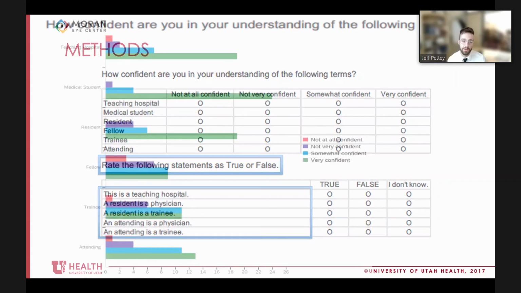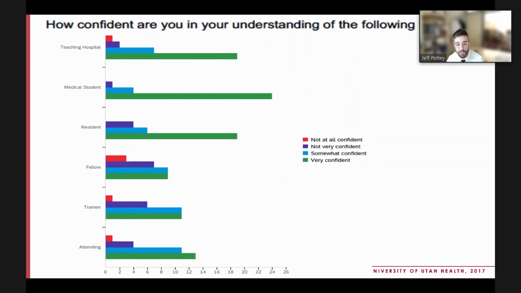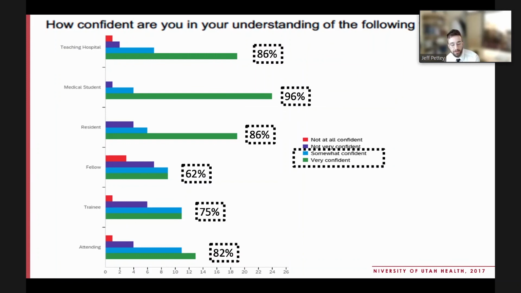Here is some preliminary data. Our sample size right now is about 38 with a 90% response rate. We're aiming to answer that question of how confident participants are in these terms, and you can see there's an overwhelming positive response. The majority of our participants are either somewhat or very confident in the common terminologies that we use, with most confident being medical student, least confident being fellow, however still overall very confident in their understanding of these terms that we use.